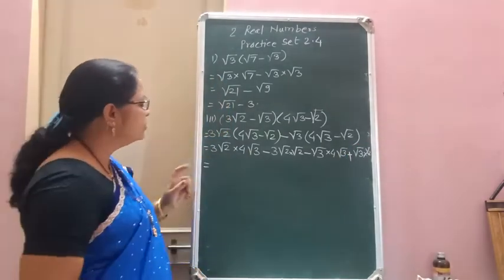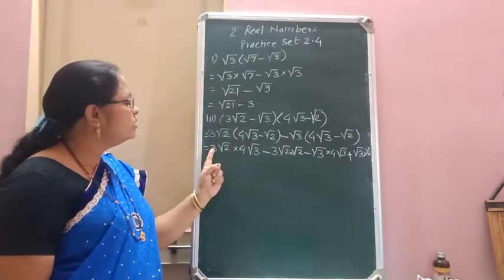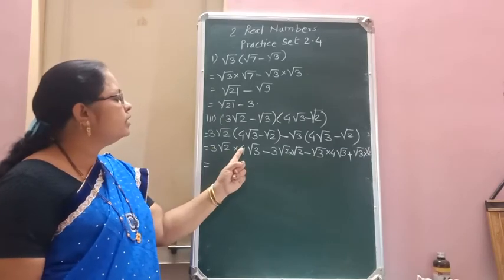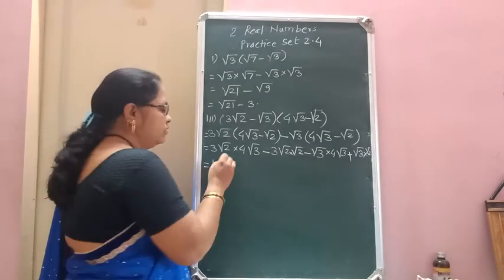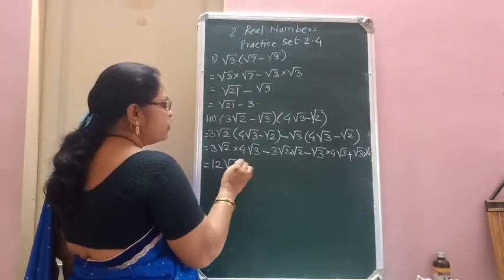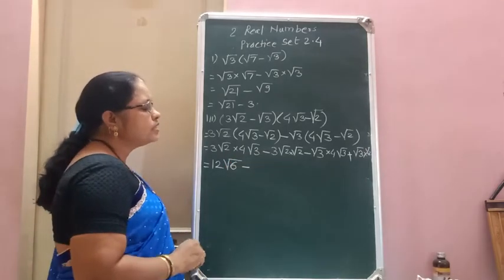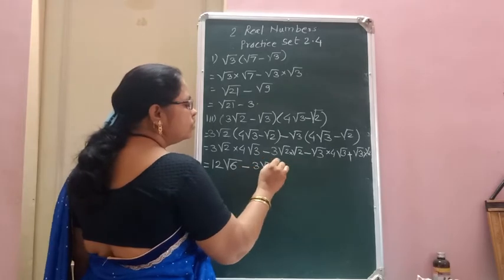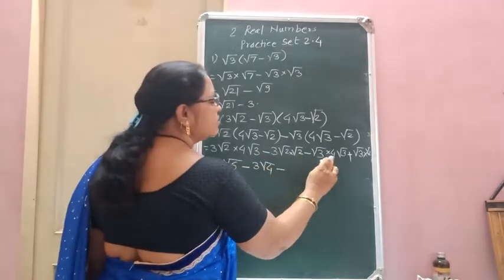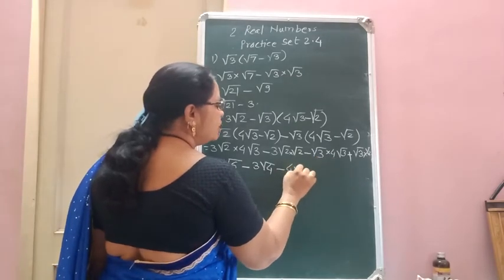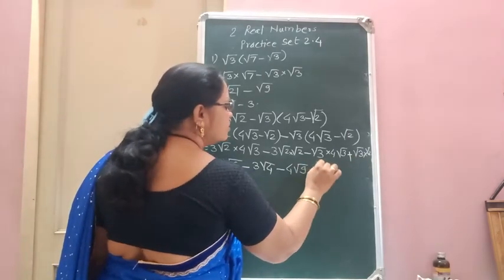Now write down the product. While writing the product, multiply the numbers outside the square root sign: here the number is 3 and here the number is 4, so the multiplication is 3 into 4, 12. Square root of 2 into square root of 3, the order is the same, so its multiplication is root 6. 3 into root 2 into root 2, root 4, minus 4 into root 3 into root 3, that is root 9, plus root 6.